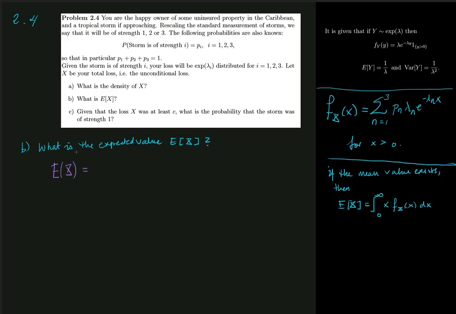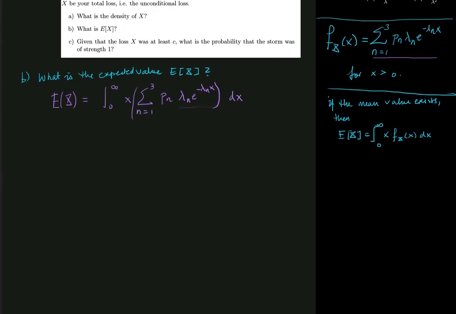So the mean of x is given by the integral from 0 to infinity of x multiplied by the density of x, which is this. And let's just write this here. So it's the sum from 1 to 3 of Pn multiplied by lambda n e to the minus lambda n x, then dx. And then we can just notice that this here is actually the density of an exponential distribution with parameter lambda n.